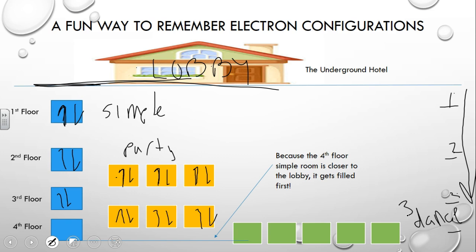So if this soccer team is going to get bigger and bigger, we're going to put people in the 4th floor simple room because it's closer to the lobby. Remember, that's the hotel's primary concern: regardless of what floor you're on, it has to be closest to the lobby. And because it's underground, the floors aren't built straight across like they would be above ground. And so that means now we fill the 4th floor simple room first. And then after that, we would go to the 3rd floor dance rooms. So if we had any more soccer players, they're going to fill here.